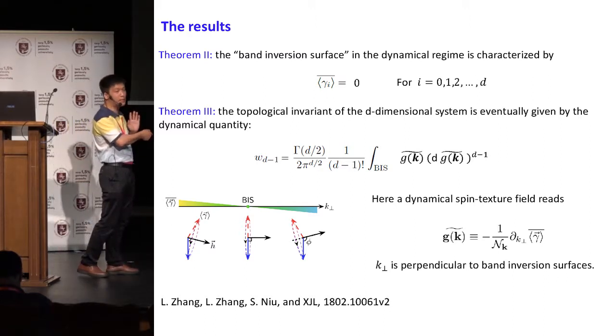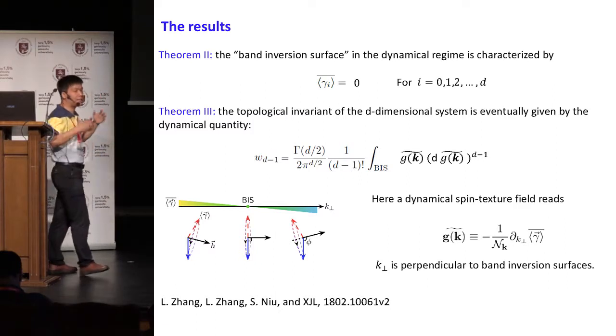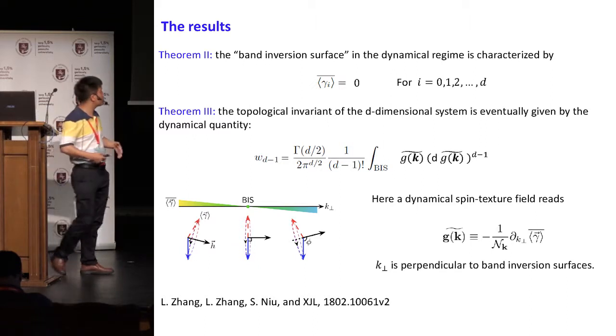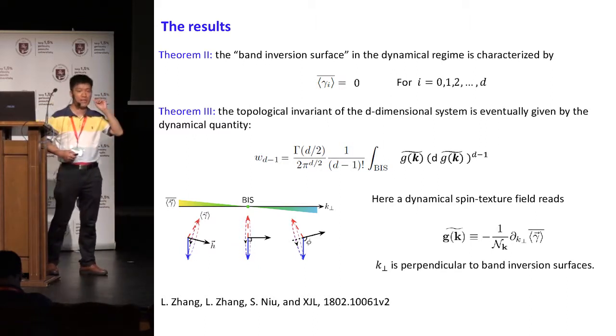So this vector field exactly describes the winding on the band inversion surface. And so this vector field exactly characterizes the topology of the bulk. So this is actually the main story of this theory. So firstly, you can reduce the topology from bulk to band inversion surface.